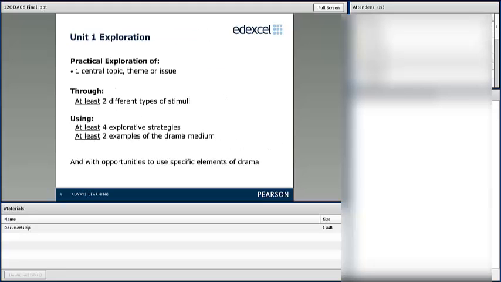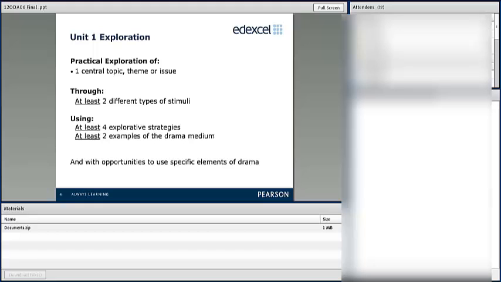Okay, so for Unit 1, I want you to imagine that I'm holding a ball in my hand. It's really frustrating for me as a drama teacher to be doing online inset. So use your imaginations, guys, and imagine that between my 2 hands, I'm holding a ball. That ball is my central topic, theme, or issue.